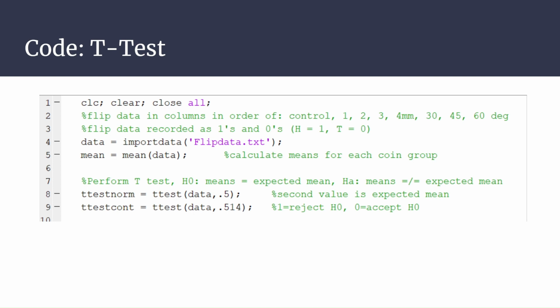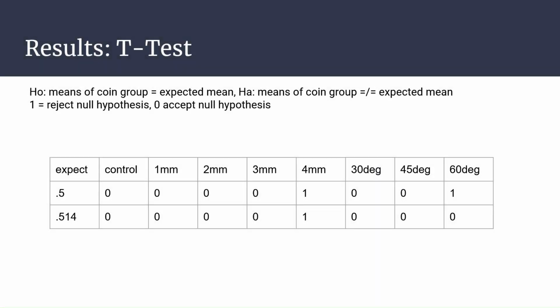And then here are our results. Now, we had an expected mean of 0.5, but we also used an experimental mean from our control coin. I'll go into a little bit more detail on why we used a control mean later on. But the control mean was 0.514, 51.4% chance. So our H0 is that the means of the coin group will equal the expected mean, whether that is 0.5 or 0.514.